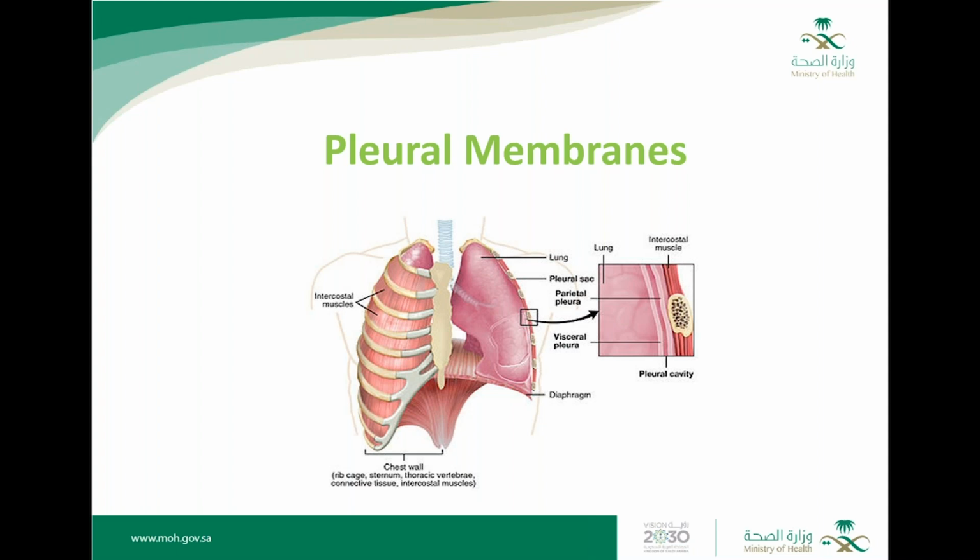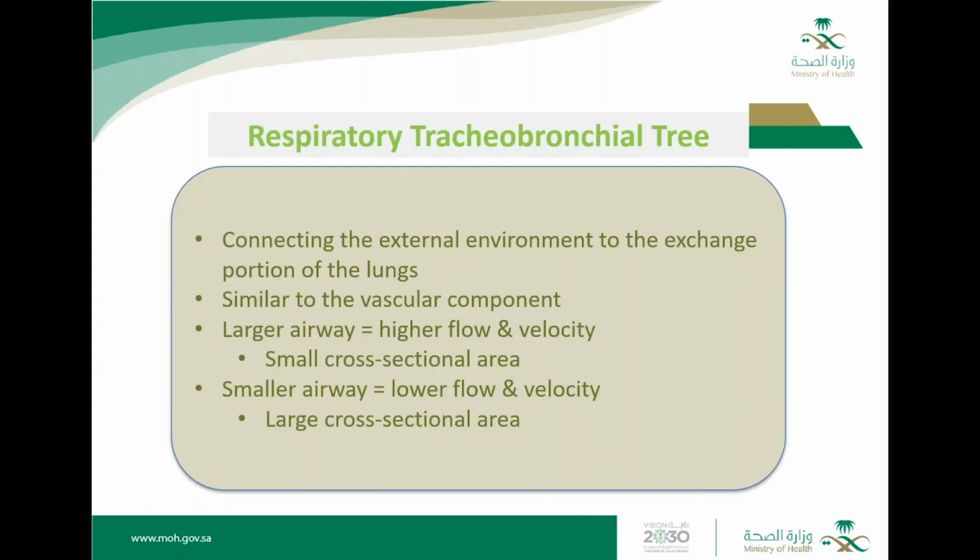Now, if we go down a little bit and talk about the tracheobronchial tree, which is connecting the external environment to the exchange portion of the lung, it is similar to a vascular component. I always say that they look like a tree. If you look at an upside down tree, you have the stem of the tree and then you have the branches. And if you look at a tree without leaves, then you're looking at a tracheobronchial tree.